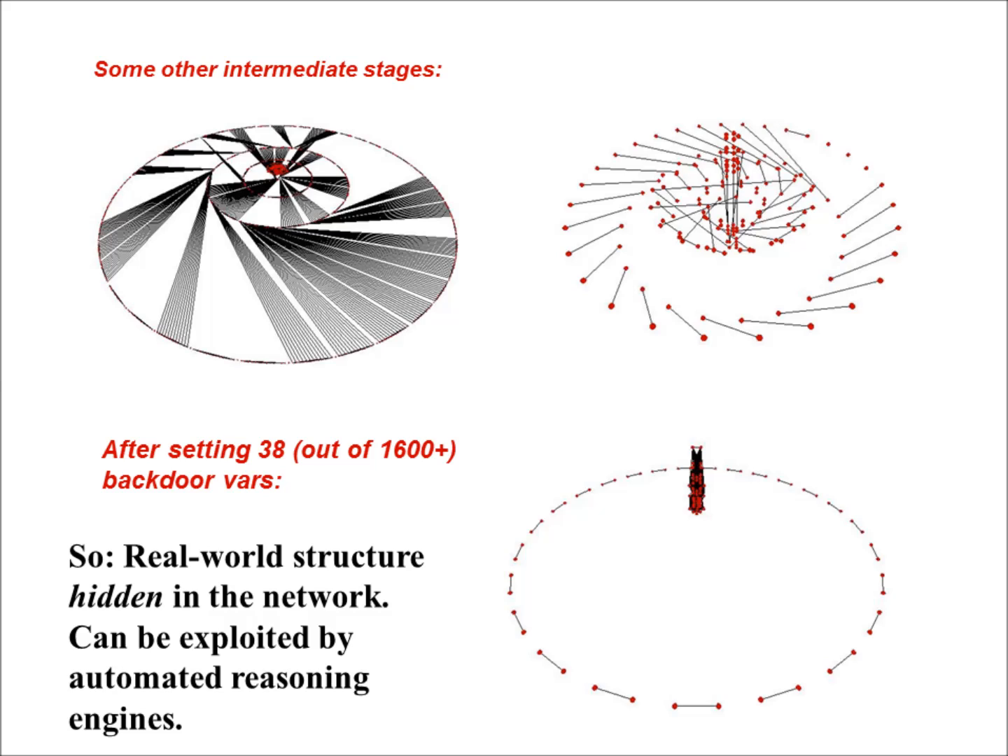So real world structure is hidden in the network, and the automated reasoning engine, by using sampling, by using random restarting, is able to exploit that.